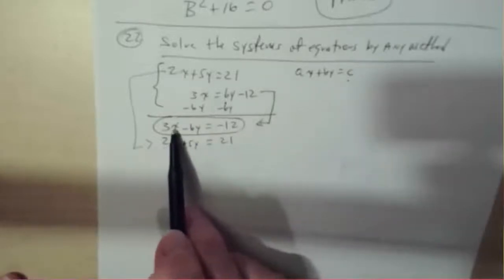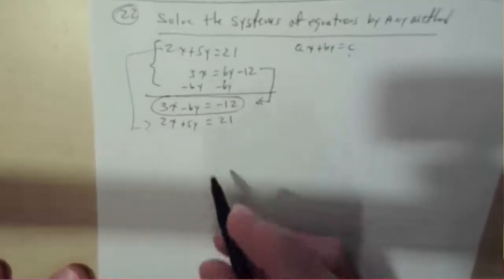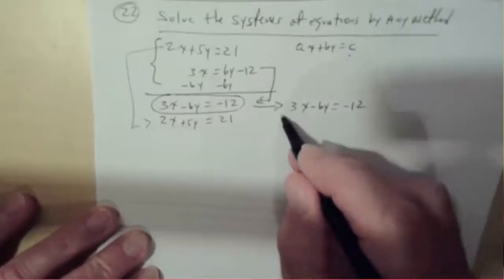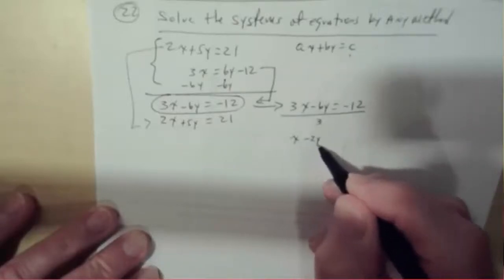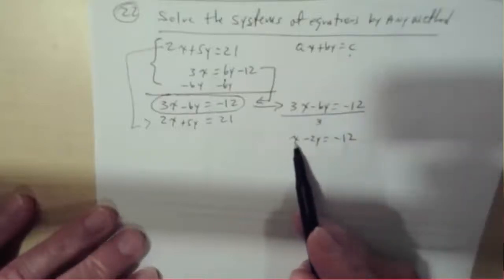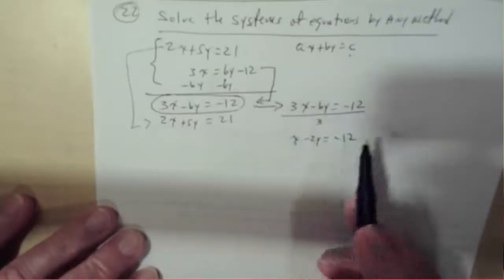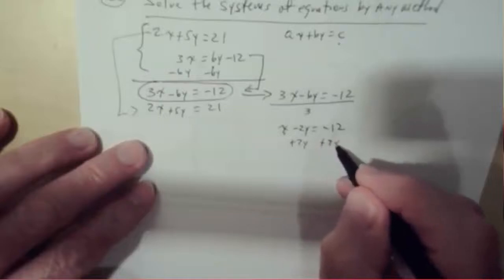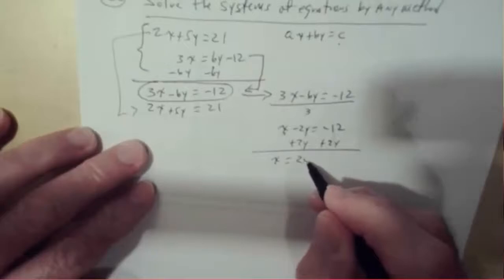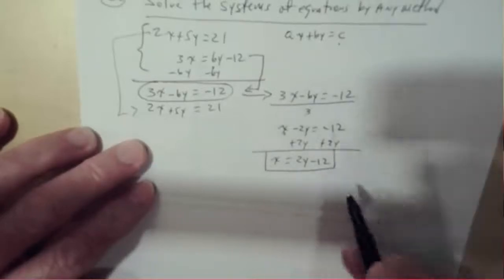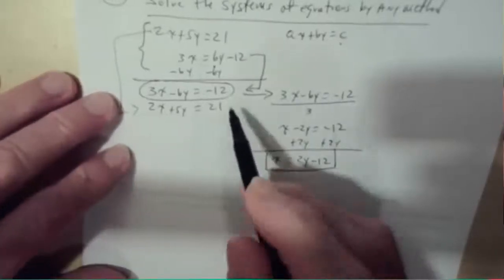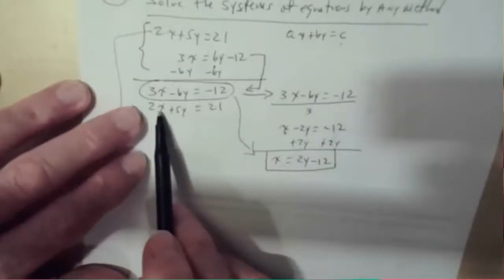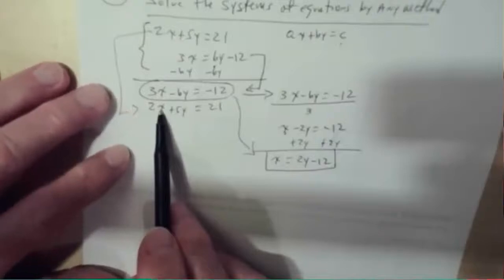Now, I'll tell you what we can do here is let's take this equation and divide it by 3. That way we'll get x equals something. Okay, so we'll have 3x minus 6y equals negative 12. Divide by 3, we get x minus 2y equals negative 4. Now we want to know what x is so we can put it back into the other equation. Hope this makes sense. Okay, so we want to get x over here by itself. So we add 2y to each side, and we get x equals 2y minus 4. Now remember, this equation and this equation are the same.